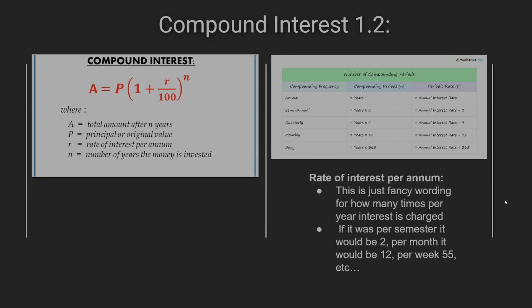Let's go into the annum. Annum is just a fancy word for how many times per year the interest is charged. So if it was per semester, it would be 2, trimester 3, per month 12, per week 52, etc. So keep this into consideration when you're going to input it into the equation.